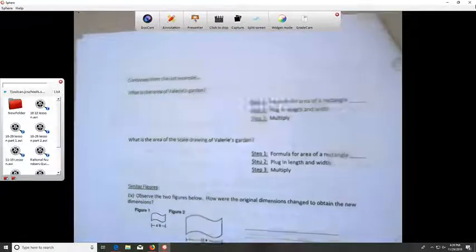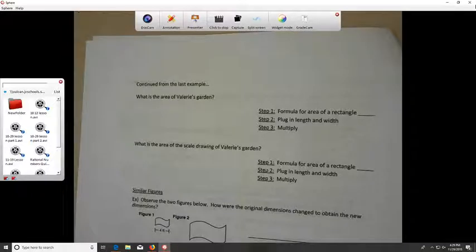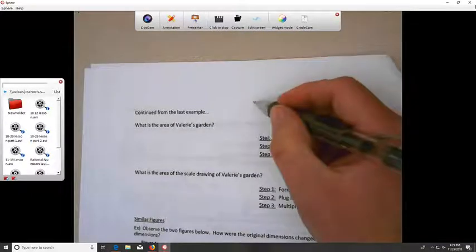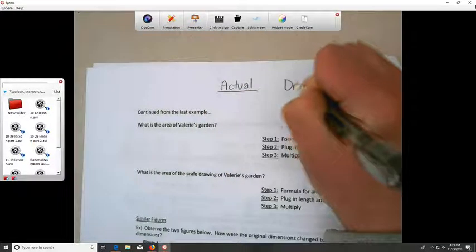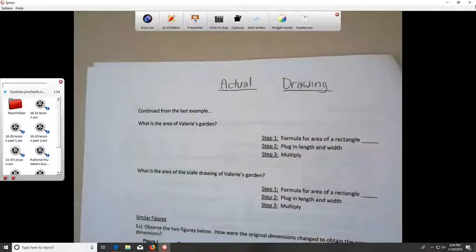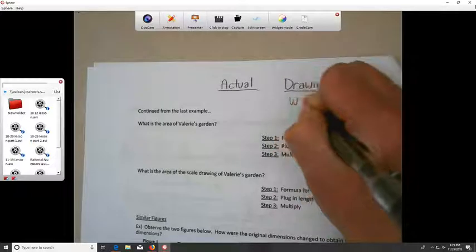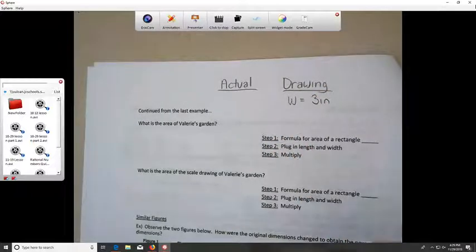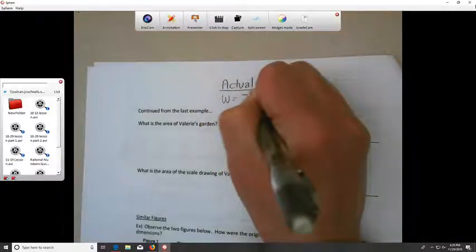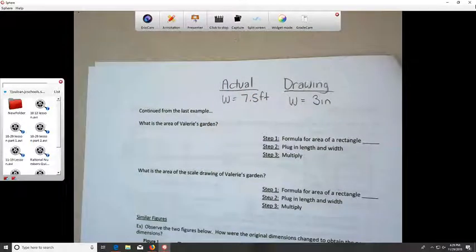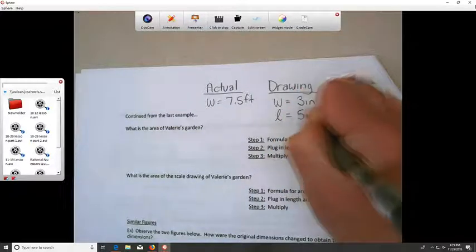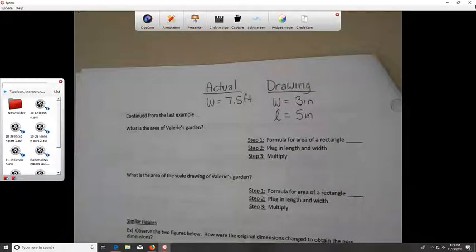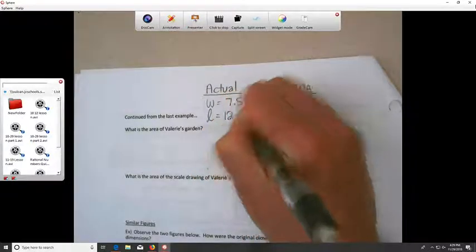All right, now here this says continued from the last example. We need a little bit of information from the last example, so I'll just write that here so we don't have to flip. So we have the actual garden, and then we have the drawing. And in the drawing, the width is 3 inches, and we figured out that the actual width is 7.5 feet. It didn't say in there what the length is, so we'll just make up a length here so we can do the next part of the question. So we'll say the length of the drawing was 5 inches, and if we were to set up a proportion and figure that out, the actual length would be 12.5 feet.